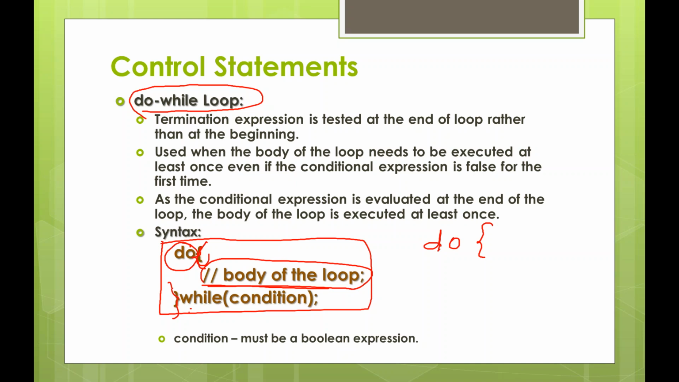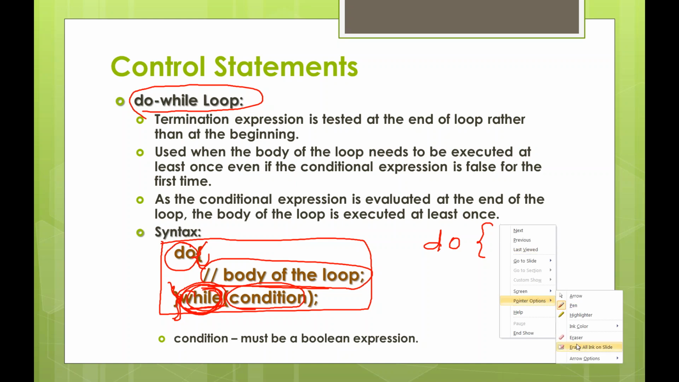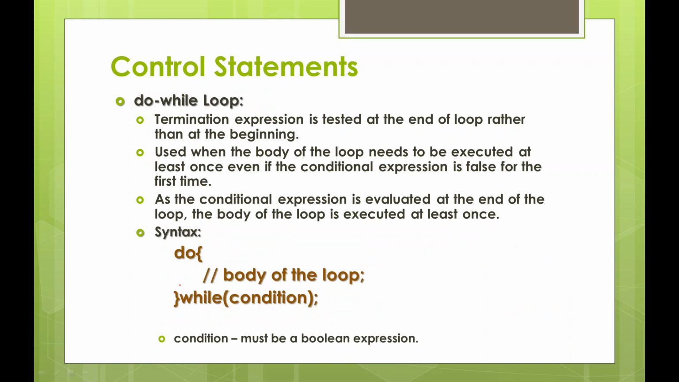After the flower bracket closes, that is your block of statements. Then you write while, and after the while keyword you provide a conditional expression. So here, if you have noticed what is happening, we are testing the condition at the end of the do statement.